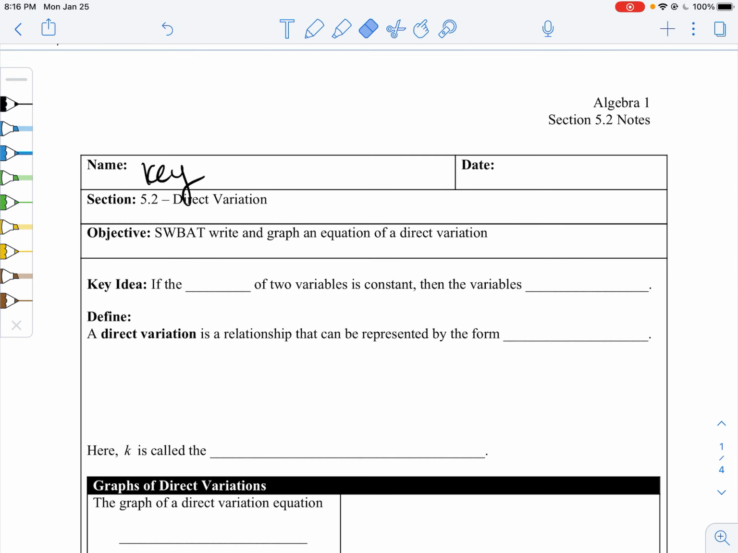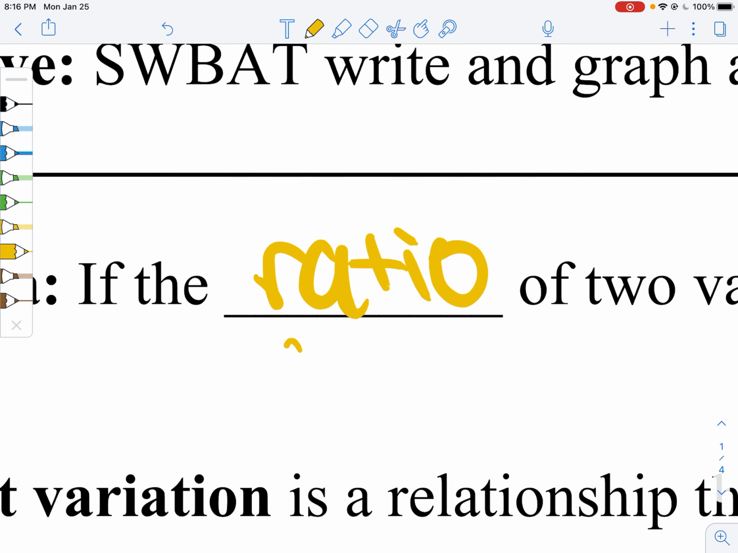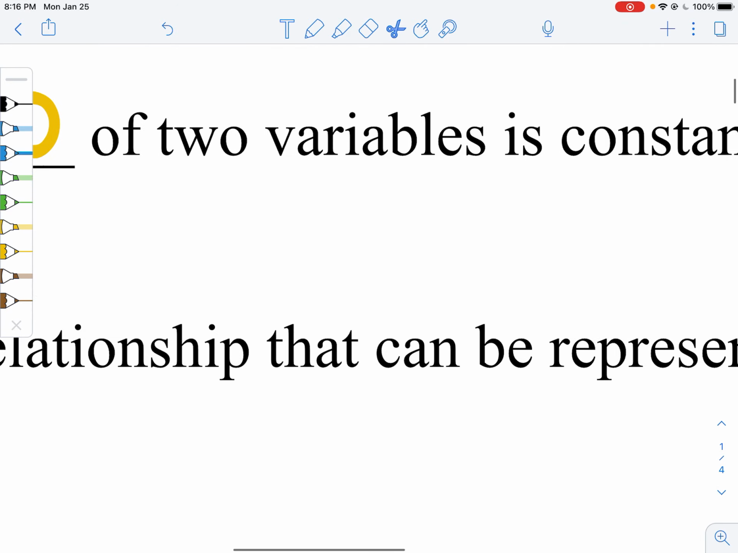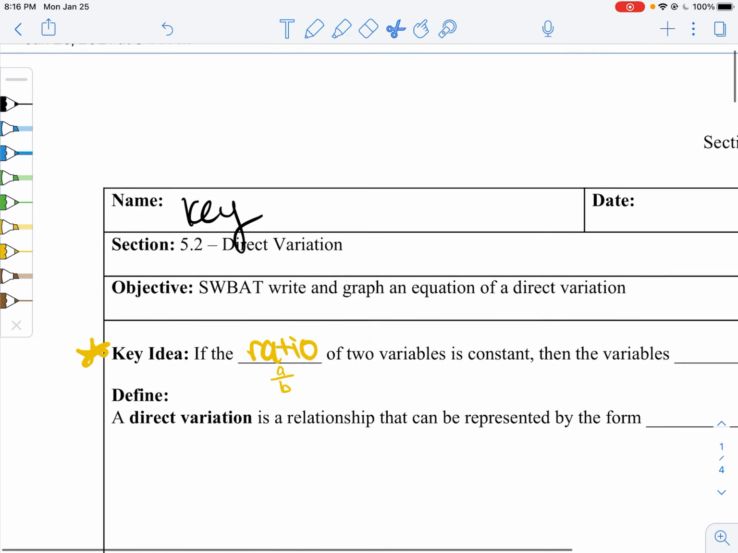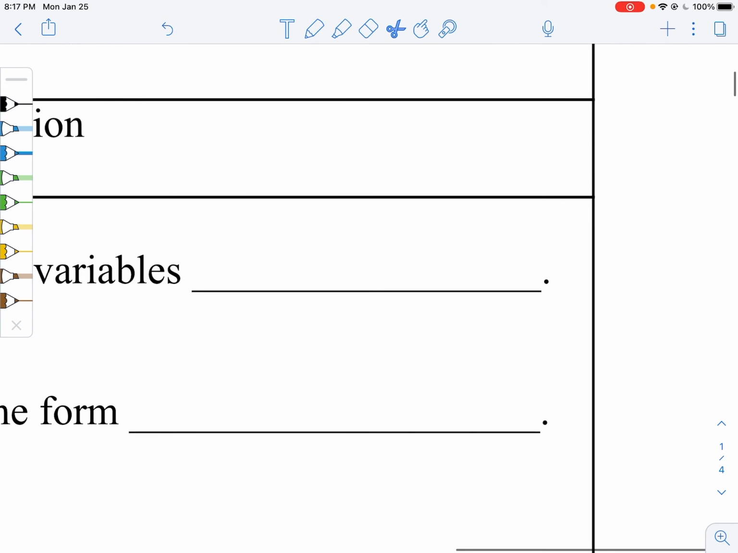Our key idea is all about ratios. Remember, that's like rational numbers. A ratio is anything to anything else. It's a fraction. All fractions are ratios, okay? So if you have the ratio of two variables, and that's constant, then we say the variables vary directly.